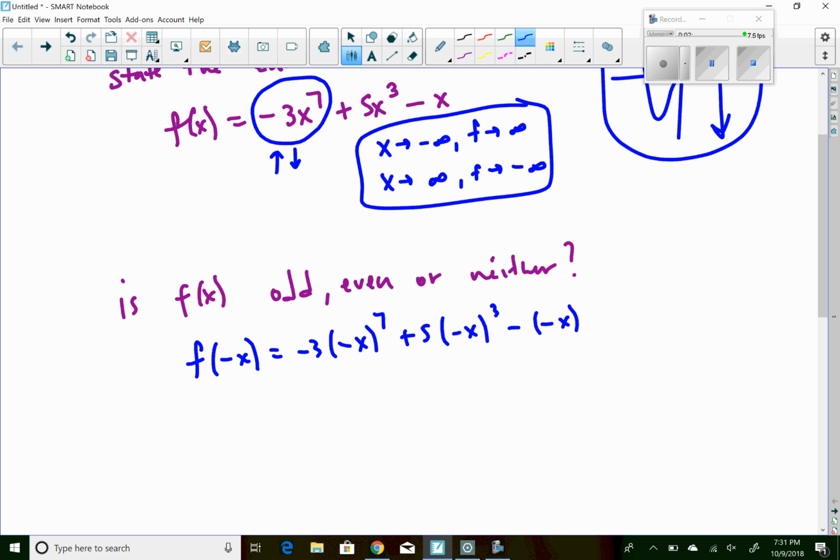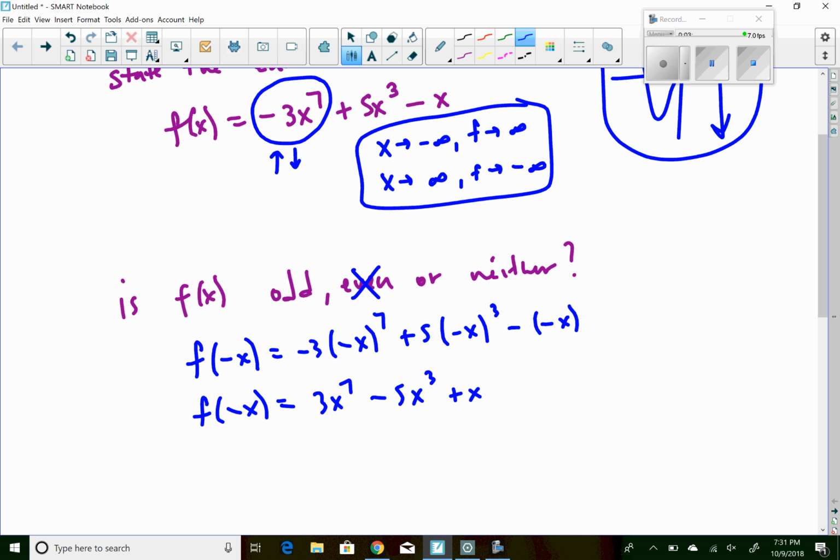Now, when you plug in the negative x, if it has an even exponent, the term stays exactly the same. If it has an odd exponent, because of the odd nature of the exponent, it's going to change the sign of whatever it's attached to because it's going to stay negative. So what that tells me for this function I made up here is that the function of negative x becomes positive 3x to the 7th, because I'm going to have a double negative here, minus 5x to the 3rd plus x.